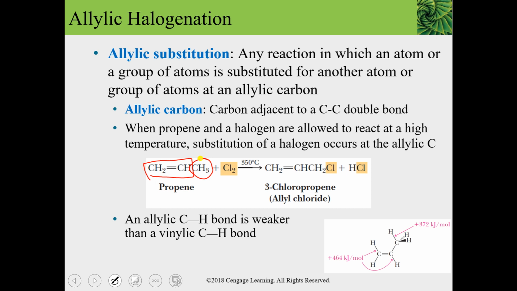So if I'm going to look at propene that's being reacted with a chlorine atom, in this case the double bond doesn't need to be broken, because the first thing that happens is a hydrogen comes off of the allylic carbon. The hydrogen is removed, making that allylic carbon have a radical, and then the radical comes in and breaks the bond between the two Cls.